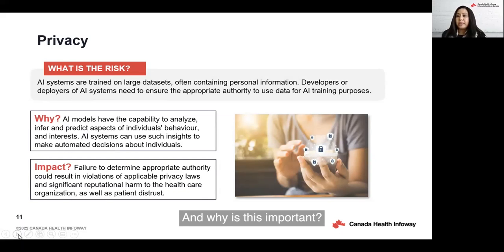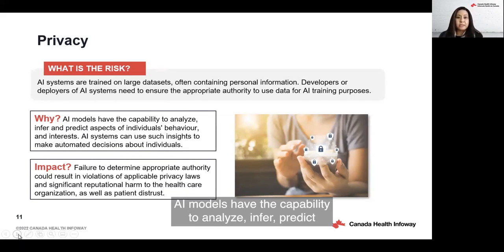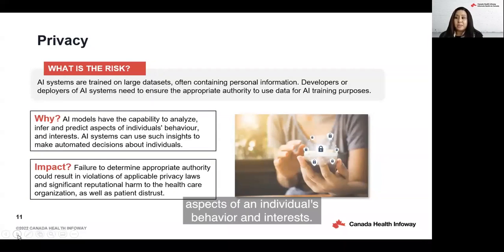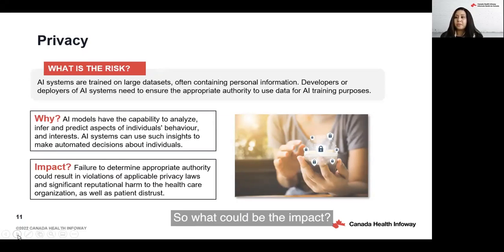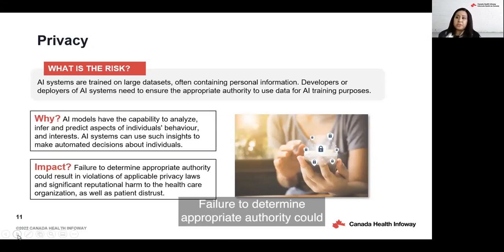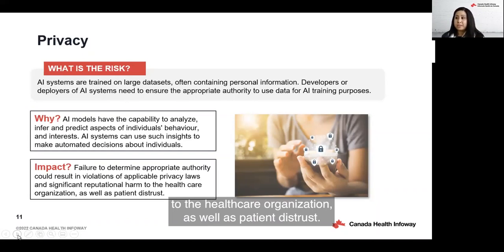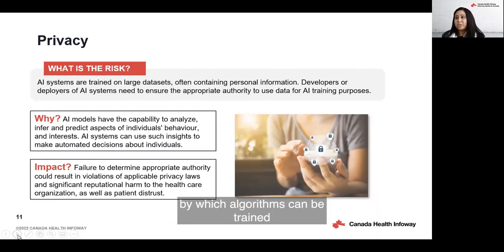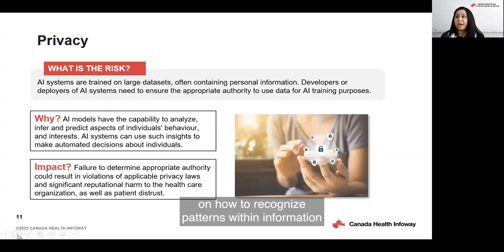And why is this important? AI models have the capability to analyze, infer, predict aspects of an individual's behavior and interests. And AI systems can use such insights to make automated decisions about individuals. So what could be the impact? Failure to determine appropriate authority could result in violations of applicable privacy laws and significant reputational harm to the healthcare organization, as well as patient distrust. And so, as we discussed, machine learning is a method by which algorithms can be trained on how to recognize patterns within information and the ways in which data interrelate.